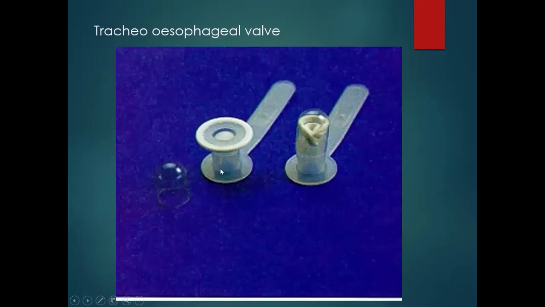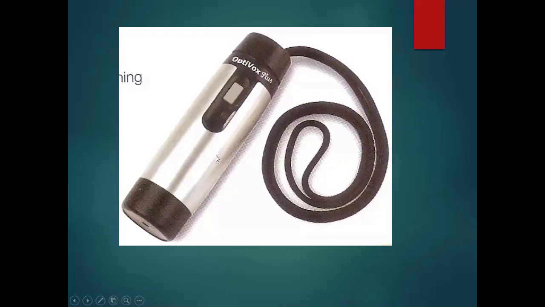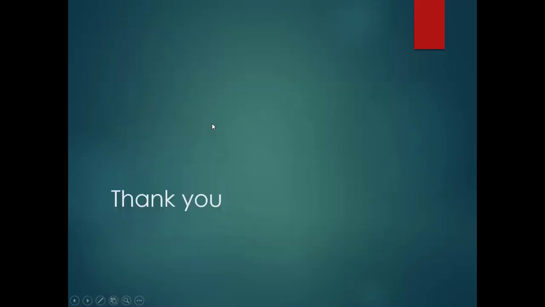This kind of valve has a lifespan, so they have to be replaced at regular intervals. Some valves you can replace every 6 months. Some patients will need it removed practically every month. This is the appearance of the electronic larynx, which is battery operated, so you can hold it onto your neck and try to speak when you don't have a voice box.